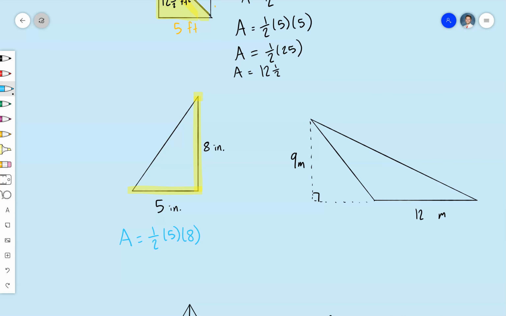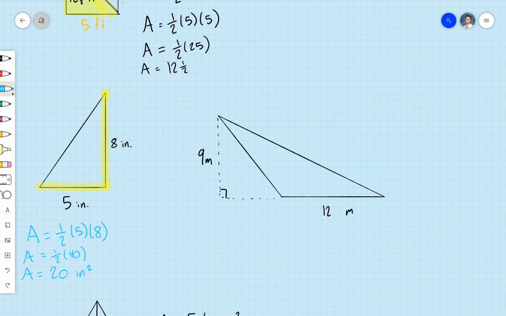So in this case, we could go ahead and multiply. And again, this time I'm going to do 1/2 and then 5 times 8, which is 40. And I know that 1/2 of 40 would be 20. So my area for this triangle would be 20 square inches.